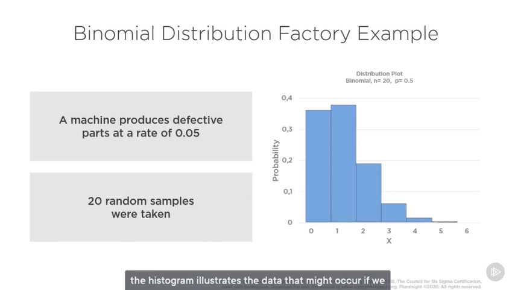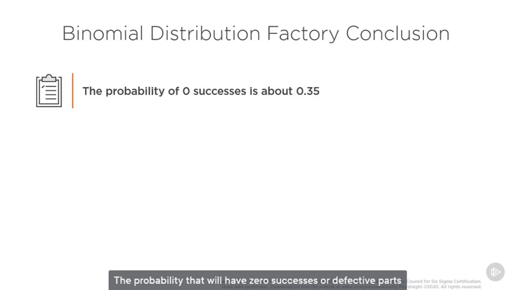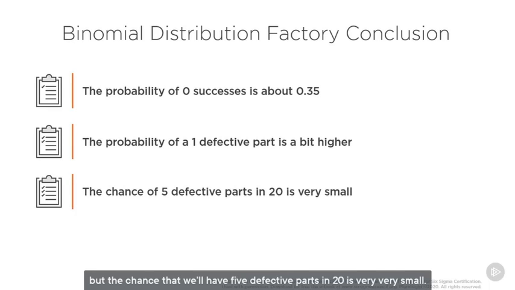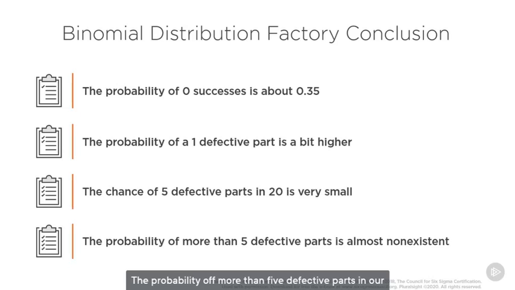Again, the histogram illustrates the data that might occur if we took 20 random samples from the process. The probability that we'll have 0 successes or defective parts in our sample of 20 is a bit over 0.35. The probability that we will have 1 defective part is a bit higher, but the chance that we'll have 5 defective parts in 20 is very, very small. The probability of more than 5 defective parts in our batch of 20 is almost non-existent.